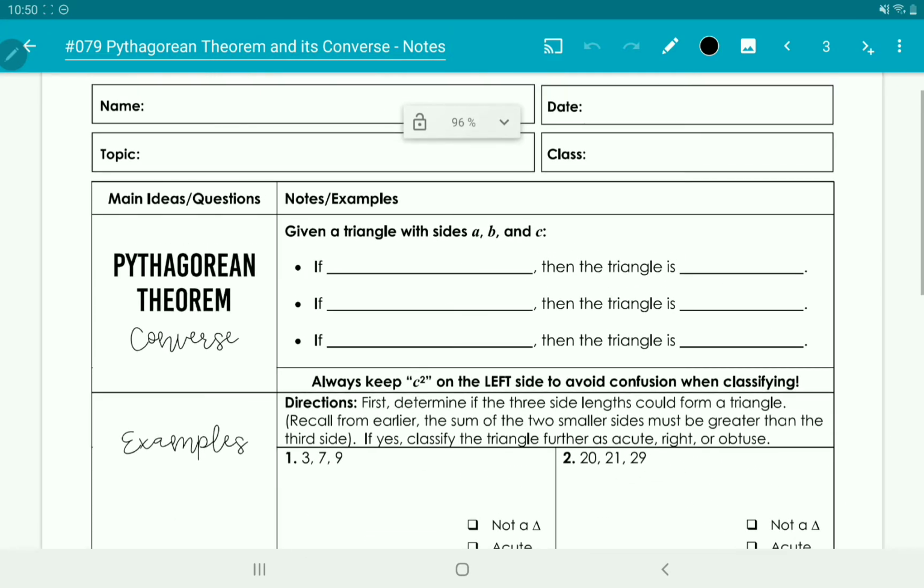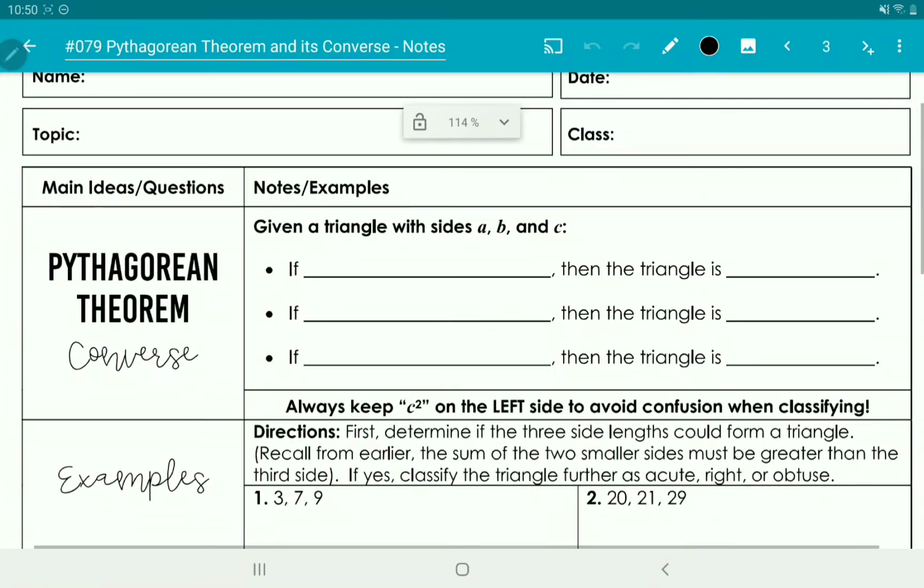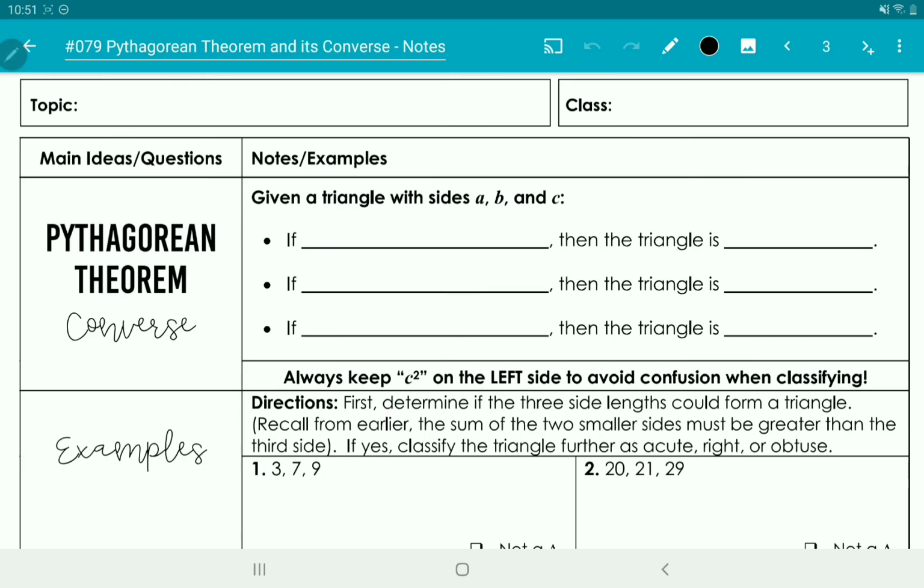Okay, so now we're going to be looking at the Pythagorean theorem's converse. If you're given a triangle with all three sides, you can check to see if this is true. If you have that c squared is equal to a squared plus b squared, then the triangle is a right triangle.